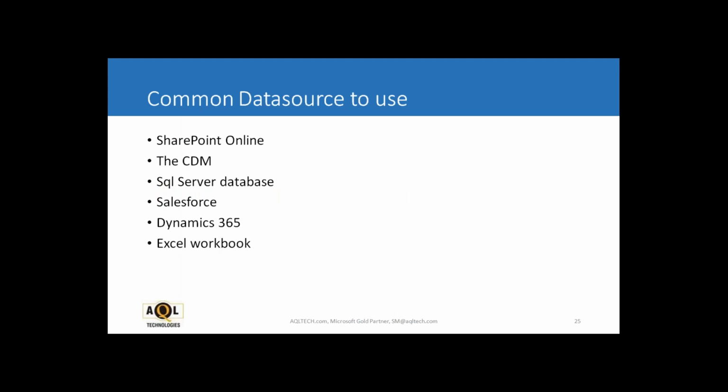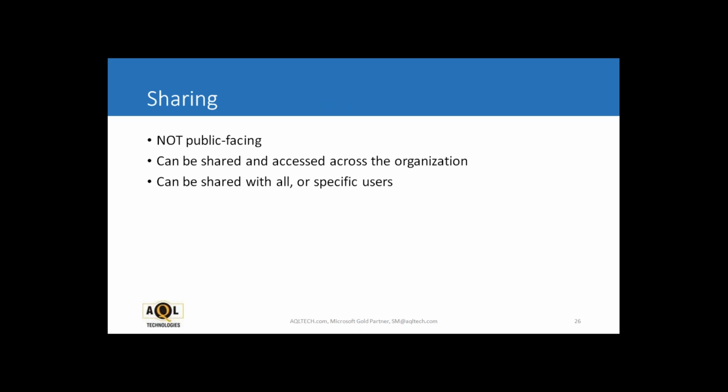So again, some of the common data sources that the Power App can connect with are SharePoint Online, the CDM, SQL Server databases, Salesforce, Dynamics 365, and Excel workbook. Sharing is not public facing. It can be shared and accessed across the organization. It can be shared with all or specific users.